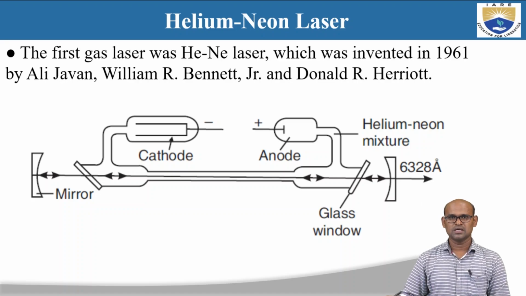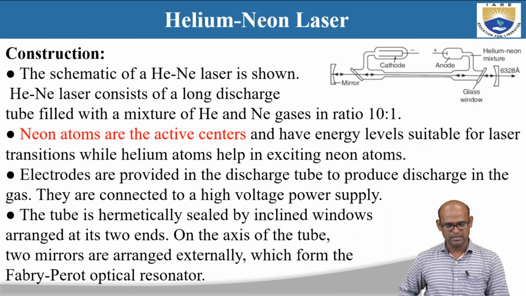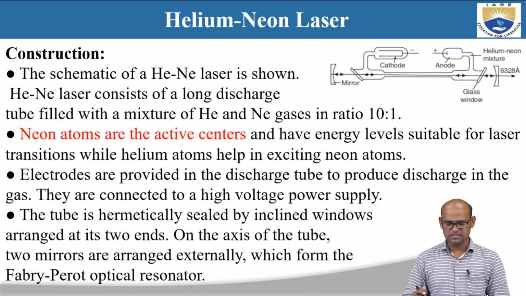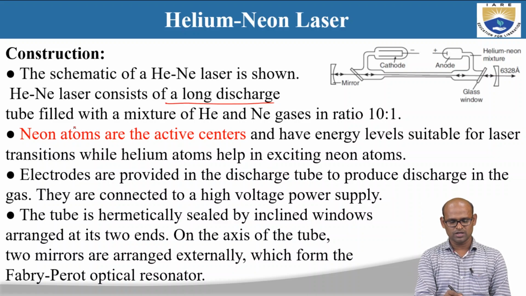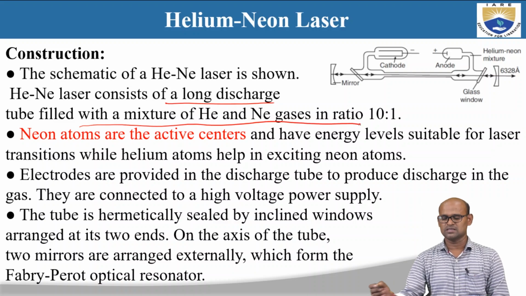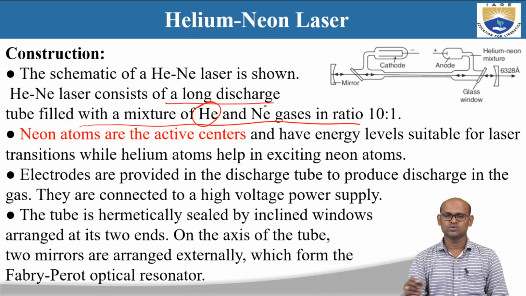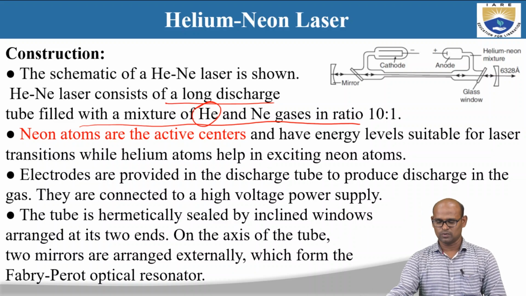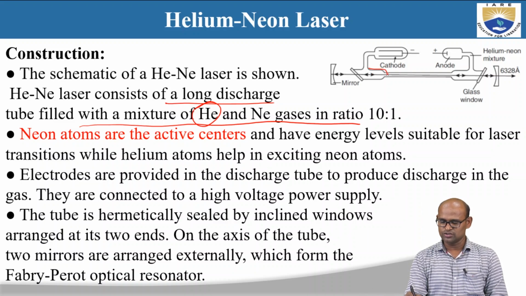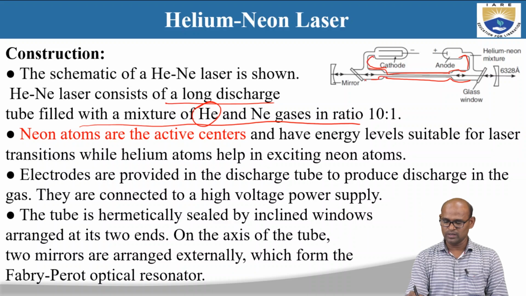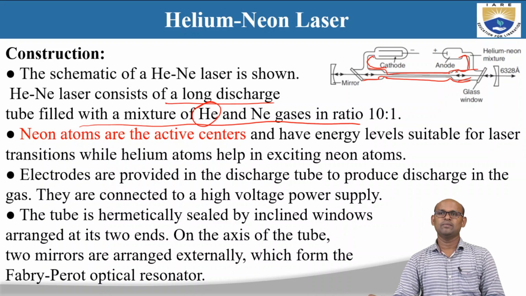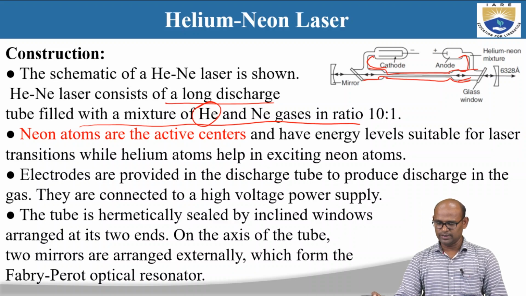Okay, so this is the construction of the helium neon laser. It constitutes a long discharge tube filled with a mixture of helium and neon gases in the ratio of 10:1. So for each 10 atoms of helium, there is only 1 atom of neon. This long discharge tube is connected to electrodes, and it is filled with the gas mixture, helium and neon.